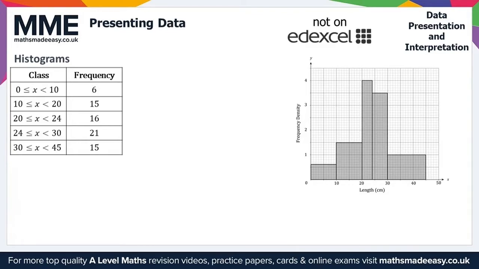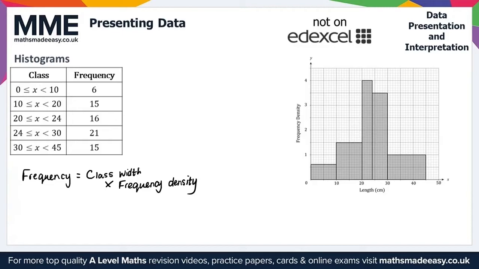So this gives us a formula that we can use. And the formula here is frequency. So frequency is equal to class width, so class width times by frequency density. So frequency density. So again, just to reiterate that, the frequency is equal to the class width times by the frequency density.